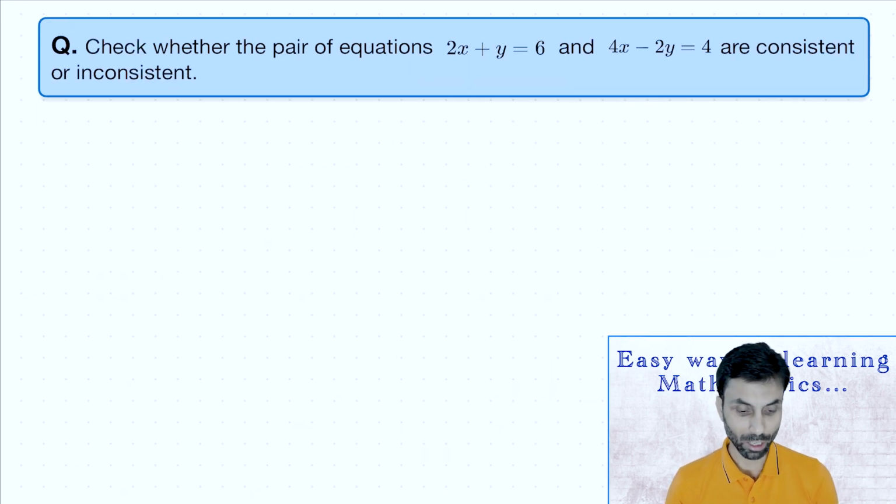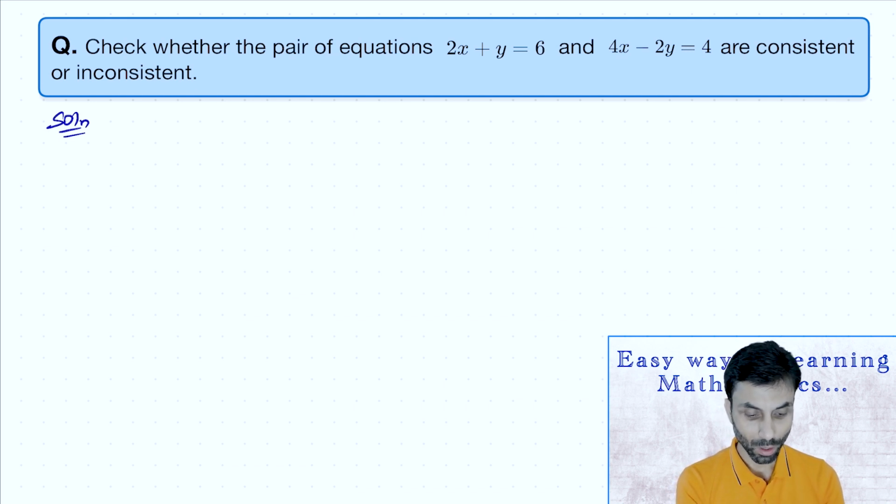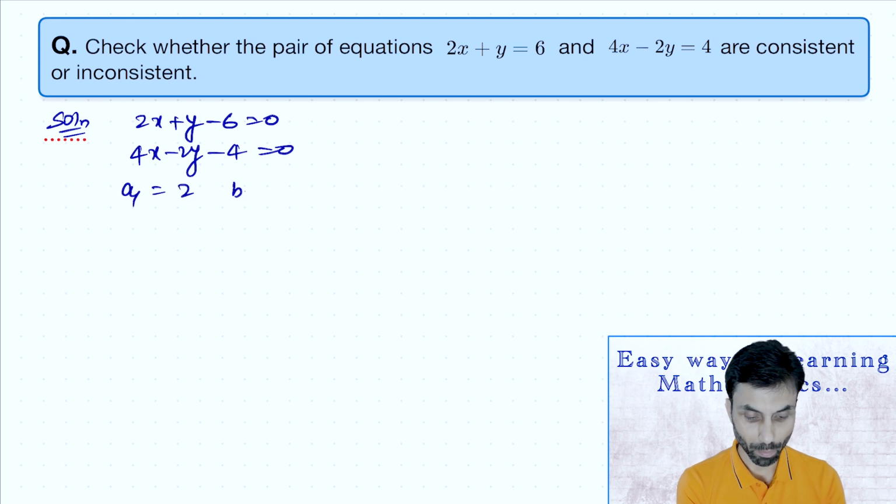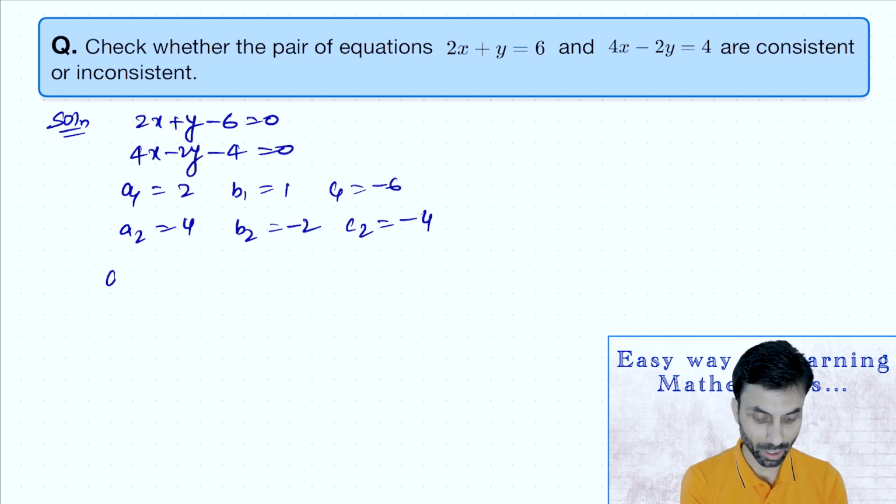Here we have, check whether the pair of equations 2x plus y equals 6 and 4x minus 2y equals 4 are consistent or inconsistent. So again we'll apply the same logic. In this case, we have 2x plus y minus 6 in the standard form, and 4x minus 2y minus 4 equals 0. Here a1 is 2, b1 is 1, c1 is minus 6, a2 is 4, b2 is minus 2, and c2 is minus 4. Let's find out the ratio.